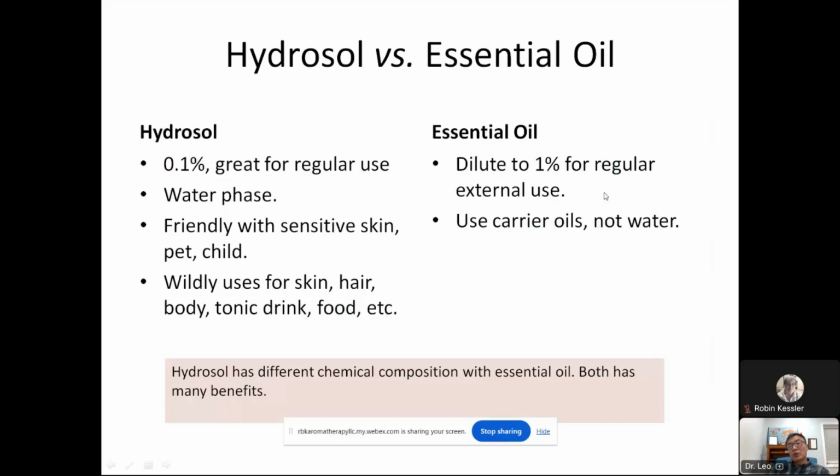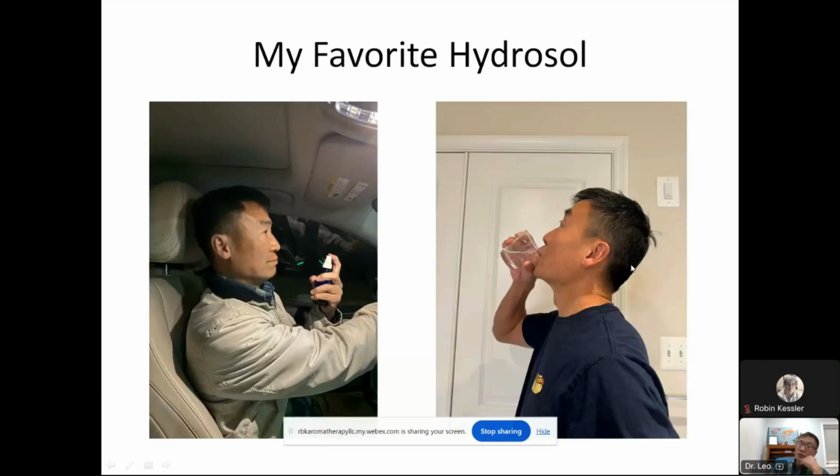Essential oil, you normally need to dilute to 1% for regular use, and you use a carrier oil, not water. Because they have different chemical compositions, they have their own benefits. For my favorite hydrosol uses, there are two ways. One is in the car while driving, as a facial spray, and I also like to use the lavender hydrosol as a mouthwash. This can help soothe the throat.